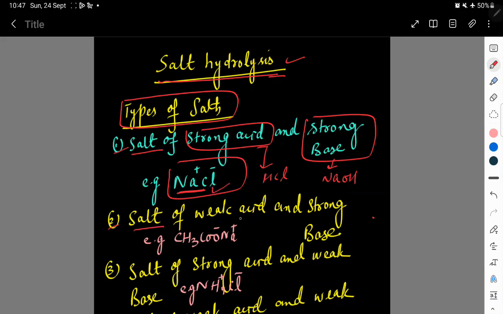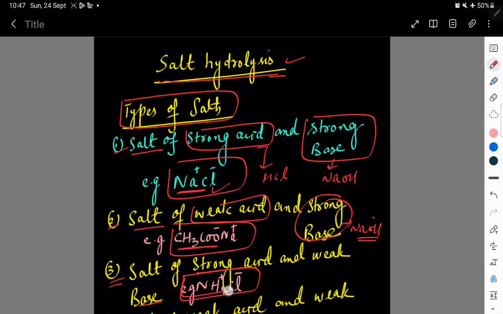Next is salt of weak acid and strong base, for example sodium acetate. Acetic acid is the weak acid and sodium hydroxide is the strong base here. The third category is salt of strong acid and weak base, for example ammonium chloride. The weak base is ammonium hydroxide and the strong acid is HCl. From these two components this salt is prepared.